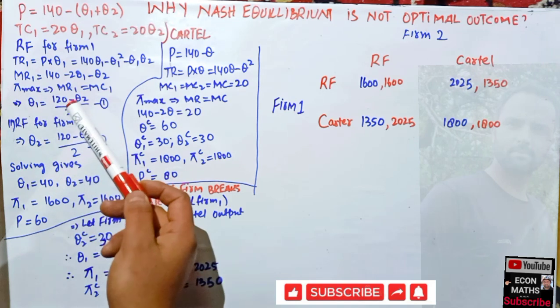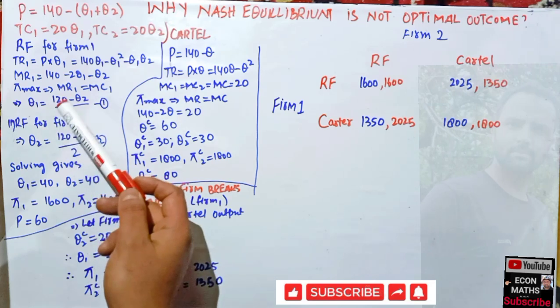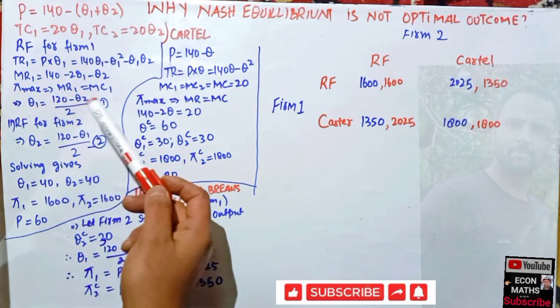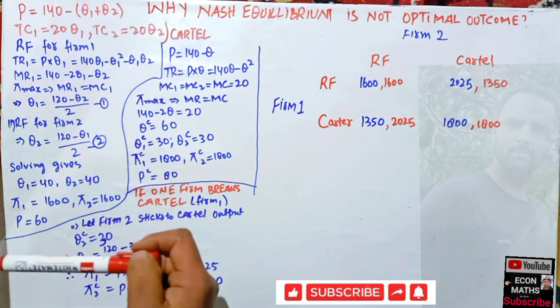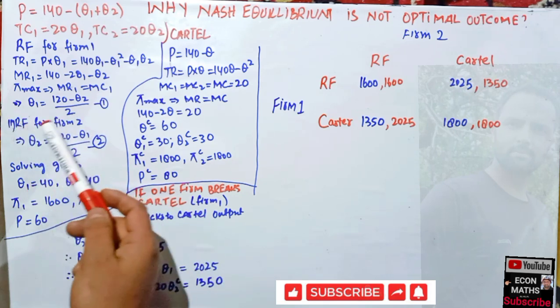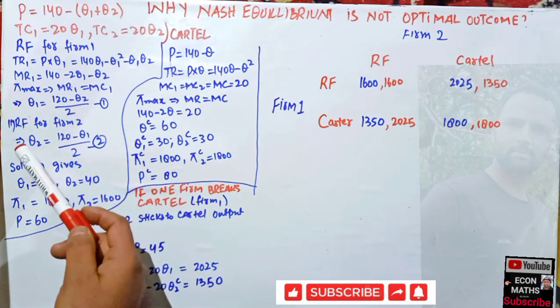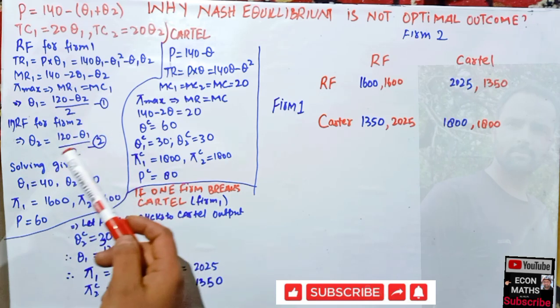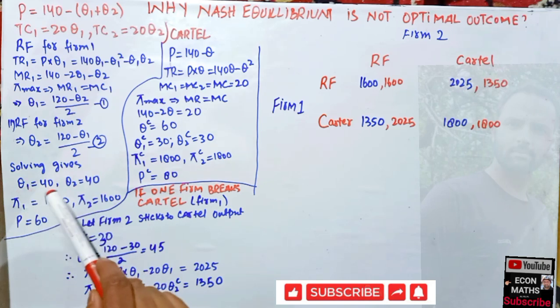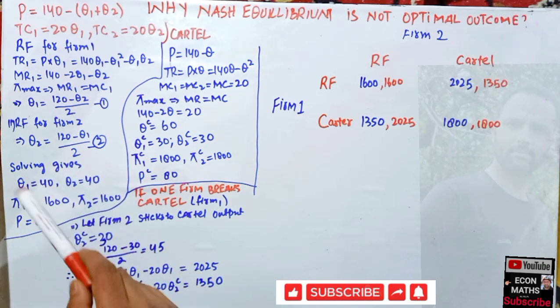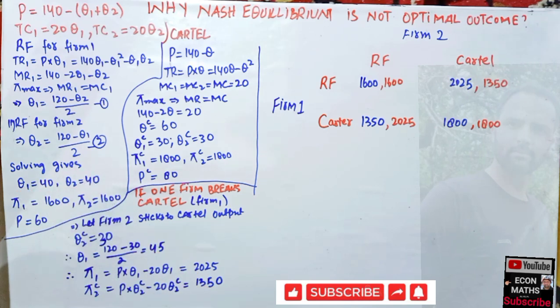The reaction function simply means the optimal quantity that firm 1 should produce given the output produced by firm 2. Similarly, when we solved for the reaction function for firm 2, q2 comes out to be (120 minus q1) upon 2. When we solve for q1 and q2, we get q1 equal to 40 and q2 equal to 40. That means the Cournot Nash equilibrium requires that firm 1 should produce 40 and firm 2 should also produce 40, and profit was 1600 for both firms, and price was 60.